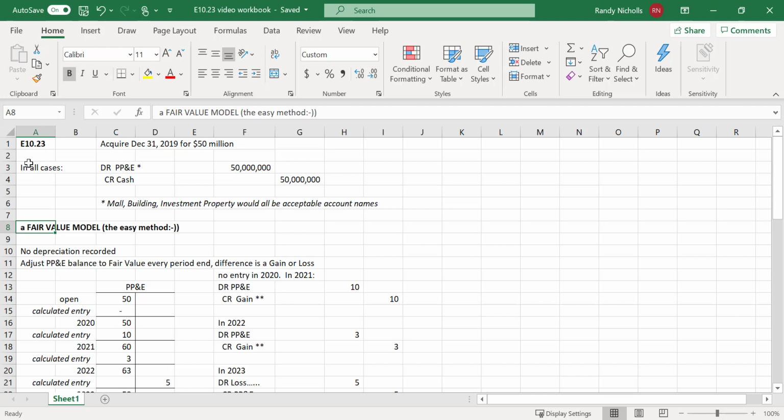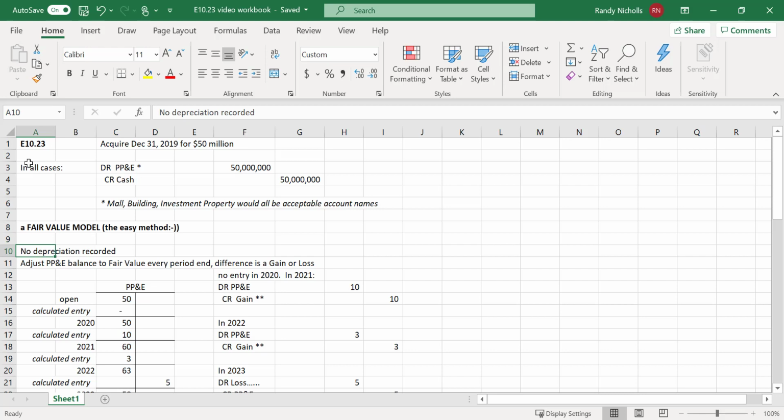It asks for the fair value model, and of course then we have appraised values as at the end of the next 4 years. Right, we built it in 19, we have appraised values 20, 21, 22, and 23. So first they ask for the fair value model, and I hate using the term easy because I don't want to talk down, but when you see fair value, there's fewer entries, there's fewer calculations, and it should be the one that's the most straightforward to you.